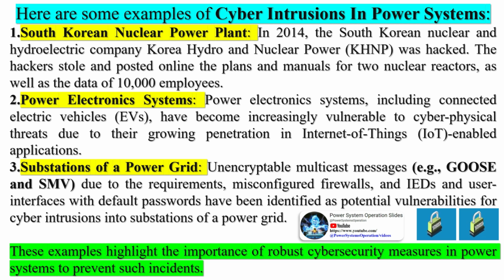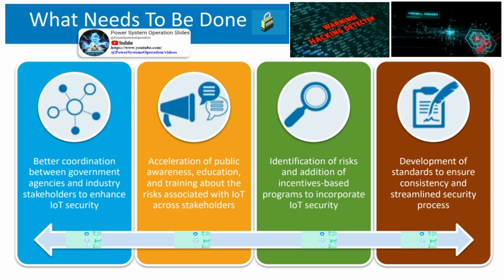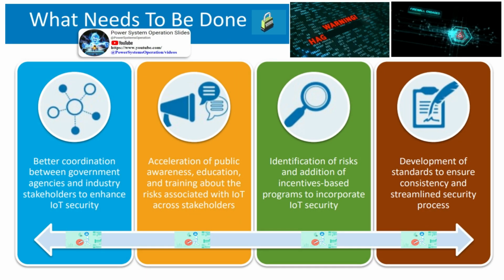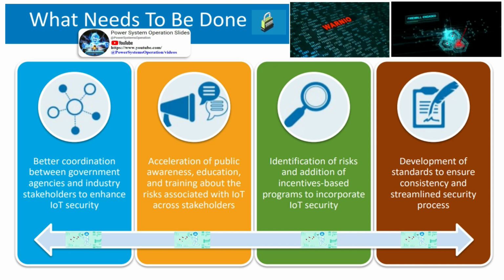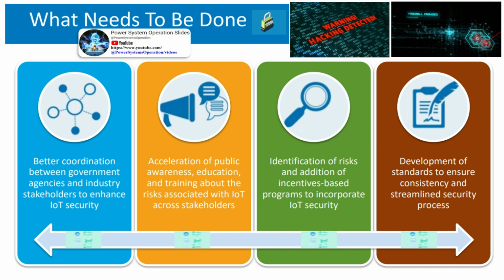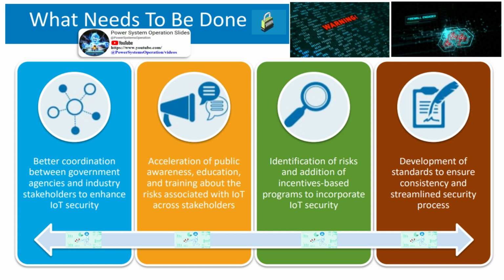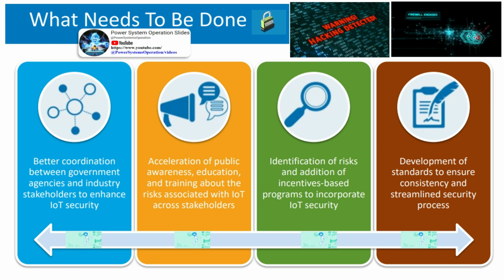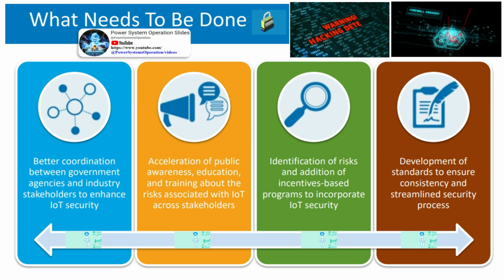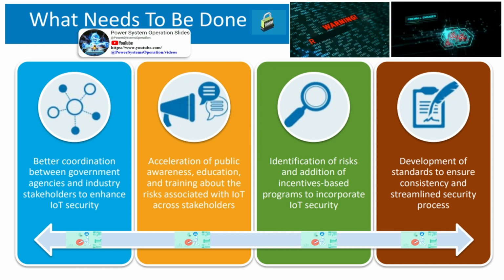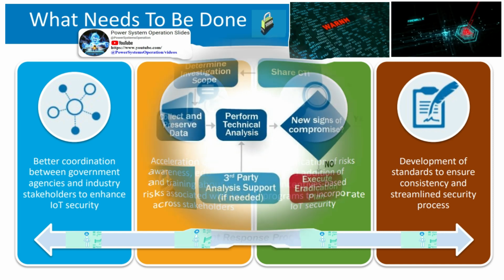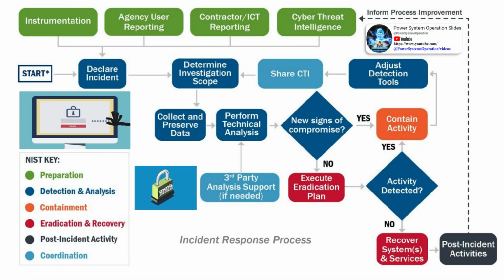Power electronic systems. Power electronic systems, including connected electric vehicles (EVs), have become increasingly vulnerable to cyber-physical threats due to their growing penetration in Internet of Things (IoT)-enabled applications. In substations of a power grid, unencryptable multicast messages, e.g., GOOSE and SMV, misconfigured firewalls, and IEDs and user interfaces with default passwords have been identified as potential vulnerabilities for cyber intrusions into substations of a power grid. These examples highlight the importance of robust cybersecurity measures in power systems to prevent such incidents.